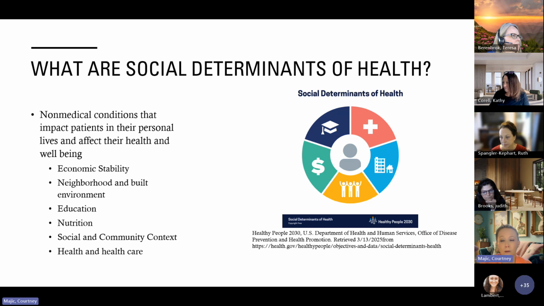Then we have the social and community context. This is your social integration with community engagement and support systems. For seniors in particular, are there places like senior centers where they can go and interact with their peers and get support from resources that those kinds of organizations provide? And then we have our health and healthcare, which is your insurance coverage, provider availability, cultural competency, and the overall quality of care that is available in that particular area.